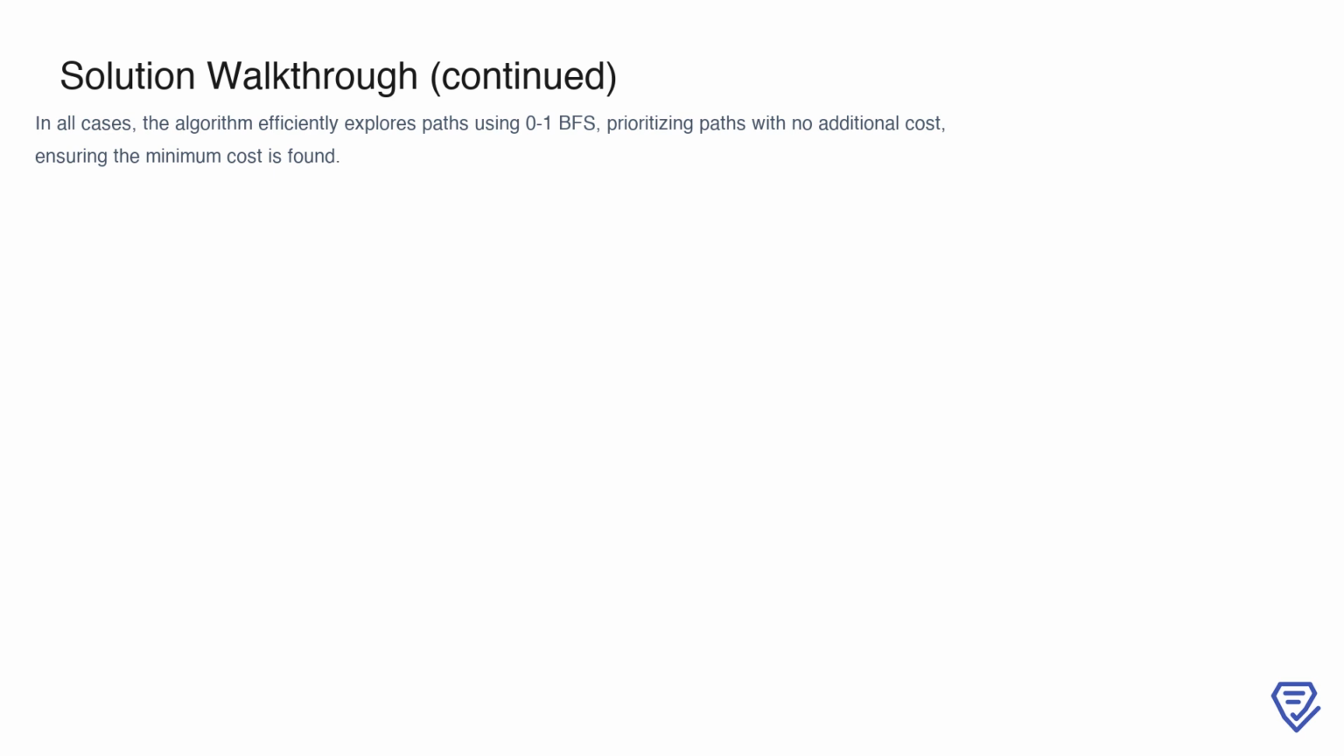This approach is highly effective for grids of any size, including edge cases like single-cell grids, where the cost is naturally zero since no movement is required. The use of a queue and a visited matrix ensures that each cell is processed at most once with the minimum cost, making this solution both time and space efficient.